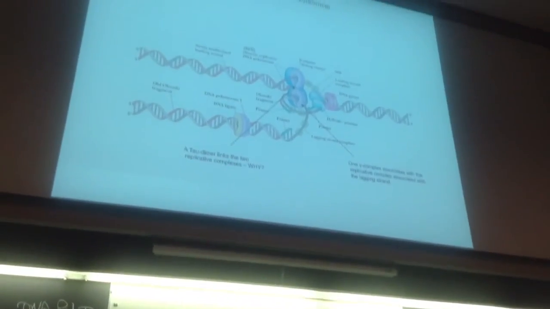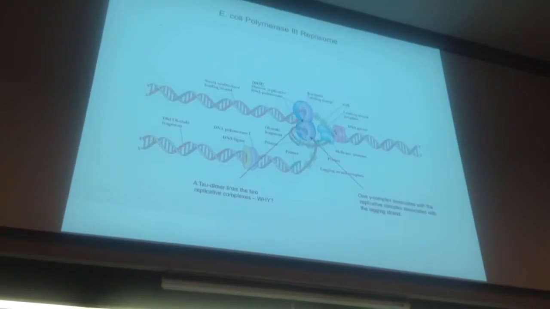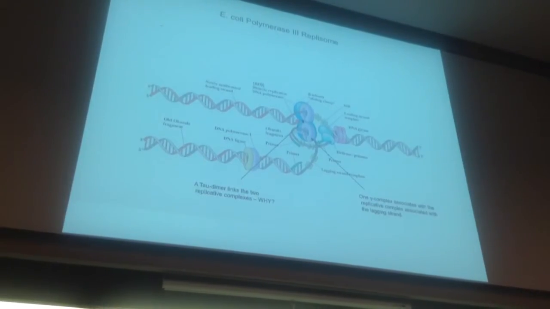That's SSB. What's DNA gyrase? Who knows what DNA gyrase is? Oh, first of all, what's this guy here? There are two things in this little complex. One of them is this guy here, which is a helicase. We've talked about helicases before. Helicase is actually an enzyme.